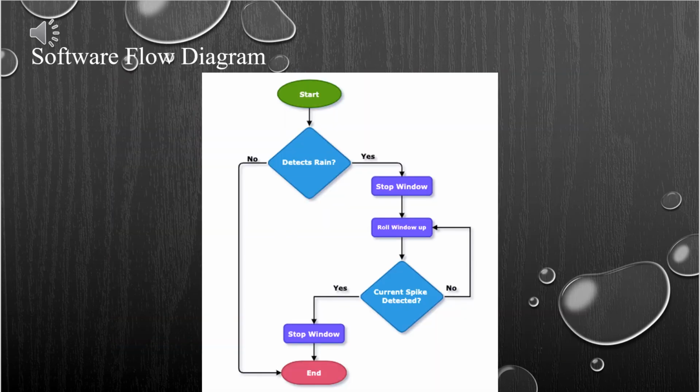And here's our software flow diagram. Basically, if the system detects rain, it will stop the window and begin to roll the window up. At this point, it checks whether or not a current spike is detected. If it is detected, it will stop the window. If it is not detected, it will continue to roll the window up.